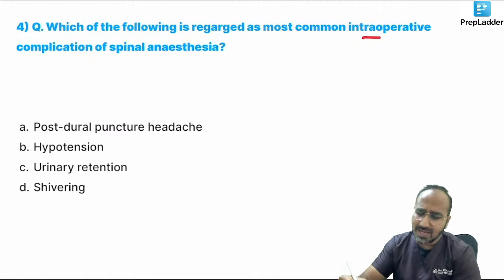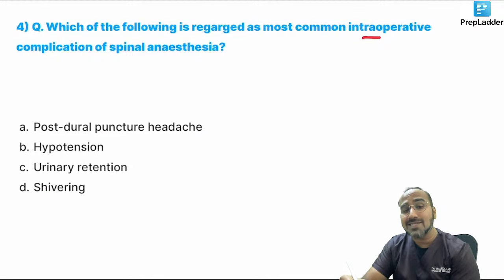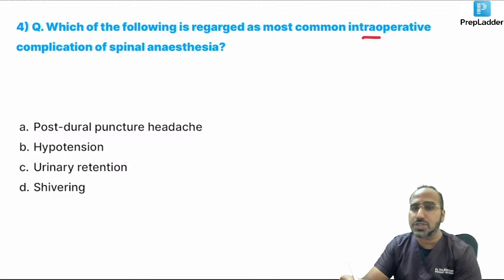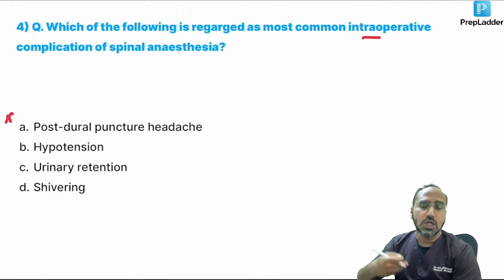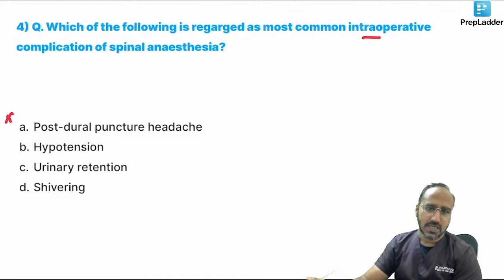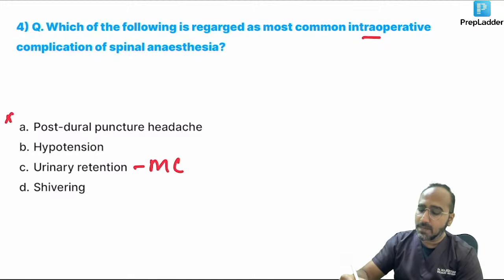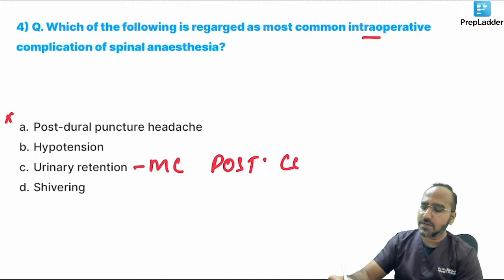If you are answering post-dural puncture headache, it can occur as a post-op complication. But it is not the common post-op complication also. So I don't consider post-dural puncture headache as a common complication unless and until I am using a very wide bore spinal needle to give spinal anesthesia. So it's not an intraop complication. Now remember, urinary retention is the most common post-op complication of spinal anesthesia. Okay, most common post-op complication.